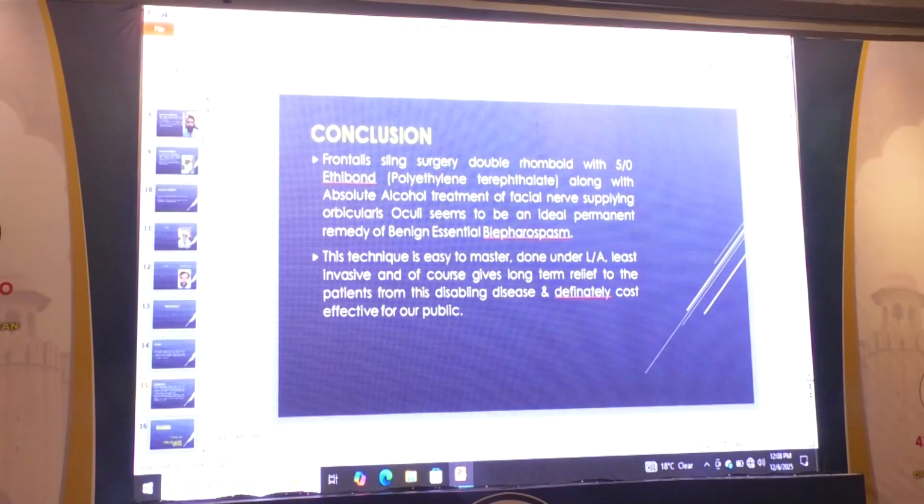Next, this technique is very easy to master, done under local anesthesia, least invasive, and of course in long term, not give long term relief to the patient to this disabling disease, and definitely cost effective for our public.